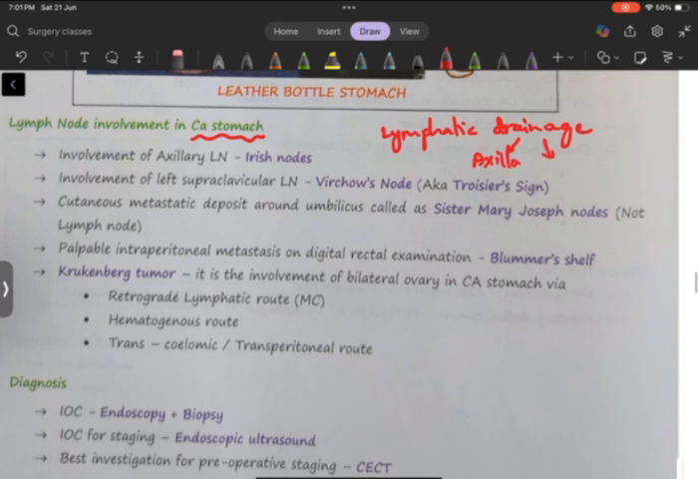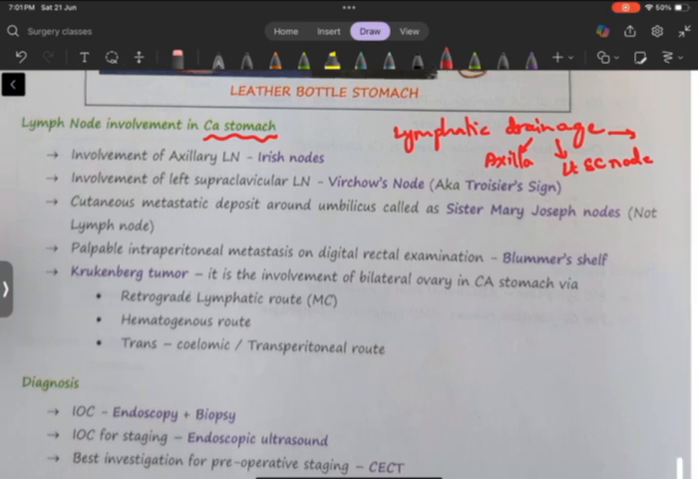ಆಯಿತಾ. ಅದಾದಮೇಲೆ ಲೆಫ್ಟ್ ಸುಪ್ರಾಕ್ಲಾವಿಕ್ಯುಲರ್ ನೋಡ್ಸಿಗೆ ಆಗುತ್ತೆ. ಅದಾದಮೇಲೆ ಪೆರಿಟೋನಿಯಲ್, ರೆಟ್ರೋಪೆರಿಟೋನಿಯಲ್ ಲಿಂಫ್ ನೋಡ್ಸಿಗೆ ಆಗುತ್ತೆ. ಸೊ ಬೇಸ್ಡ್ ಆನ್ ದ್ಯಾಟ್ ದೇರ್ ಕ್ಯಾನ್ ಬಿ ಇನ್ವಾಲ್ವ್ಮೆಂಟ್ ಆಫ್ ದೋಸ್ ನೋಡ್ಸ್ ಆಲ್ಸೋ, ಆ್ಯಂಡ್ ಇಫ್ ದೋಸ್ ನೋಡ್ಸ್ ಆರ್ ಇನ್ವಾಲ್ವ್ಡ್ ದೇ ವಿಲ್ ಗಿವ್ ಸ್ಪೆಸಿಫಿಕ್ ಅಪಿಯರೆನ್ಸ್ ಆ್ಯಂಡ್ ದ್ಯಾಟ್ ಈಸ್ ಲೇಬಲ್ಡ್. ಓಕೆನಾ. If there is involvement of axillary lymph nodes, then it is called as Irish nodes.